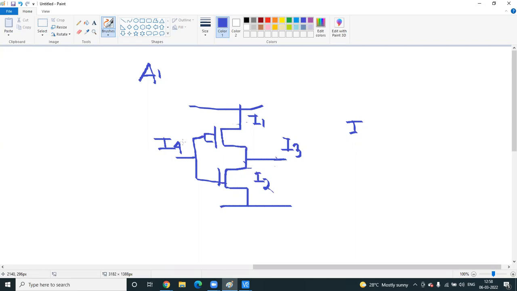Any answer? You have four options: I1, I2, I3, I4. In which current? You can tell only the name and why. I am giving a clue: it should be unidirectional. Just find which one is unidirectional. That will cause your EM.